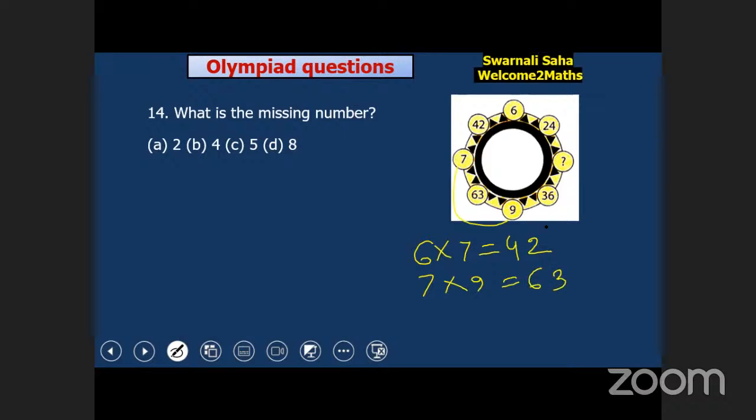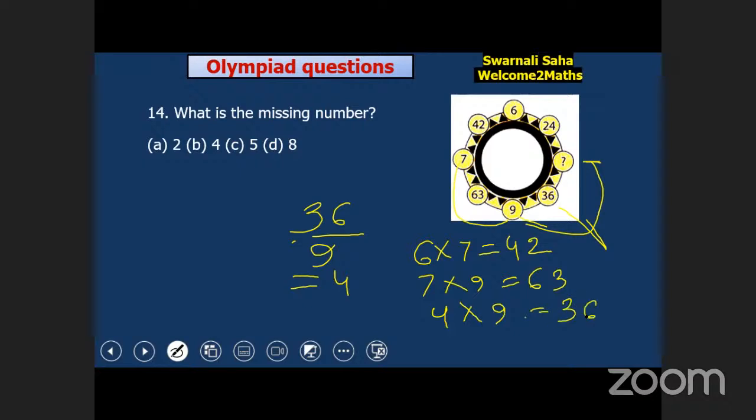So the next is 9, but we don't know this number. And here the middle number is 36. So how can we get 36? Whenever you multiply 9 by 4, you get 36. So that is why you have to divide 36 by 9 and you will get 4. So 4 into 9 is 36. Fine. So obviously the number is 4.